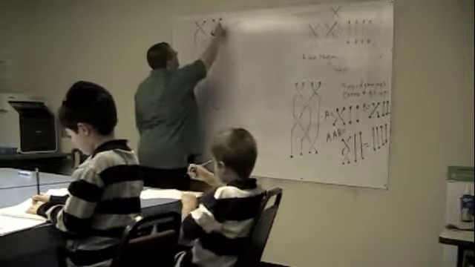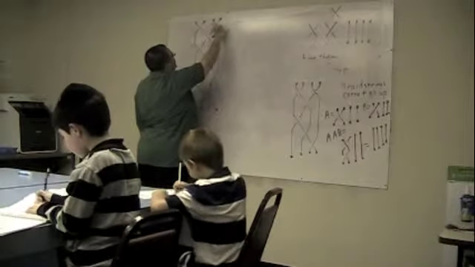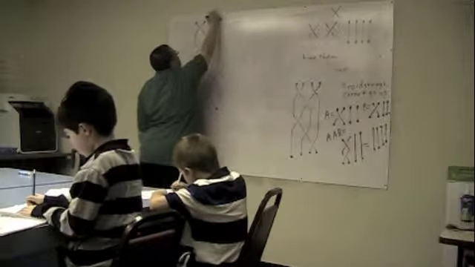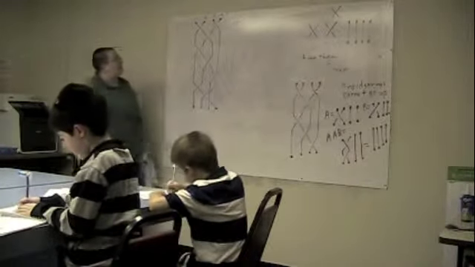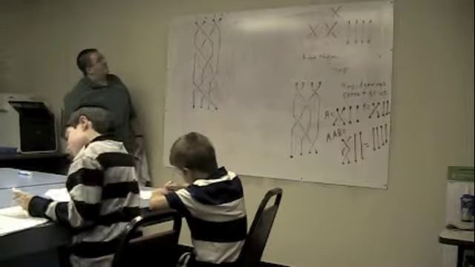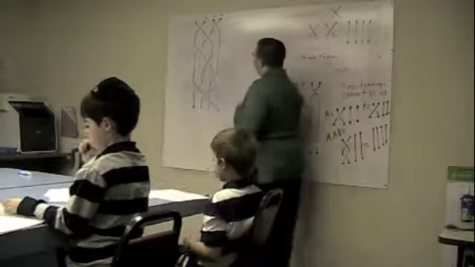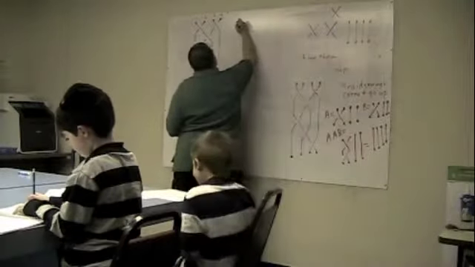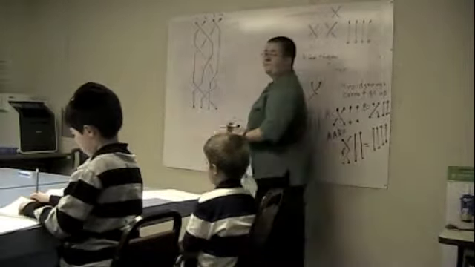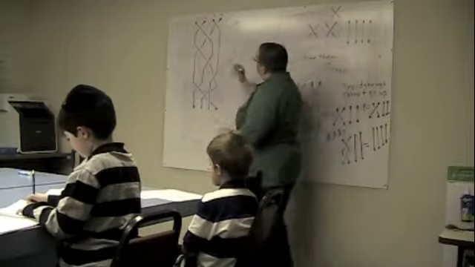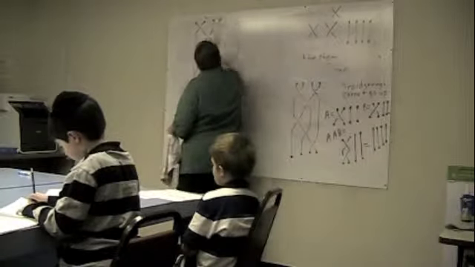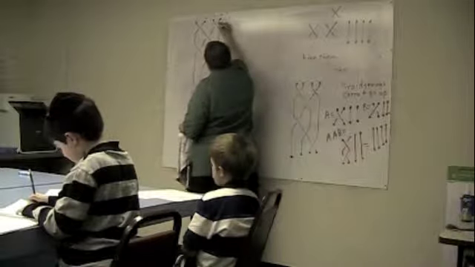Okay, so let's call this one first. Which two strings, this is 1, 2, 3, and 4, are involved with that crossing? 3 and 4. And which one is on top? 3. So we call that sigma 3 because the third string is the lower number. We'll see what happens in a second.